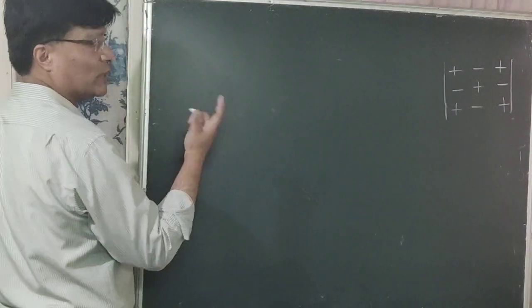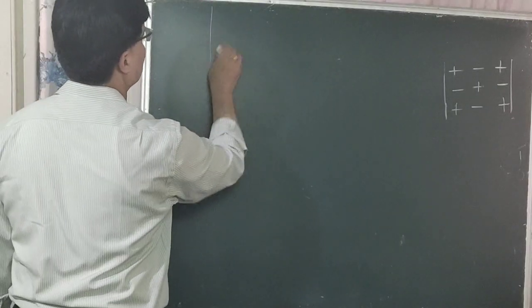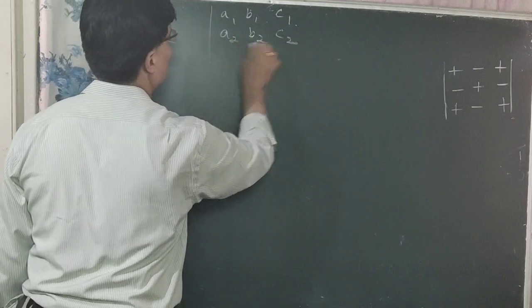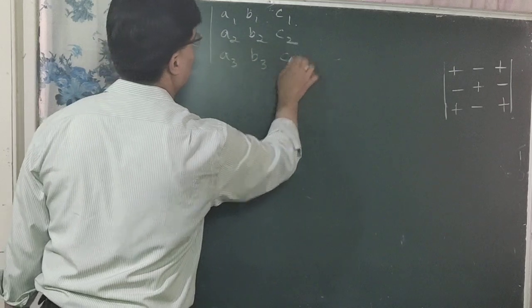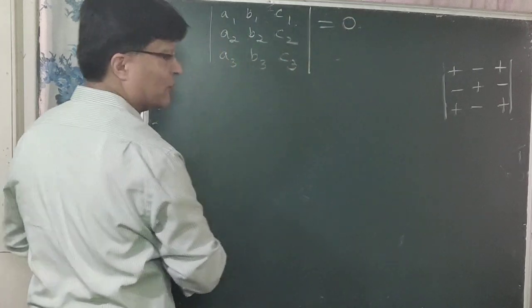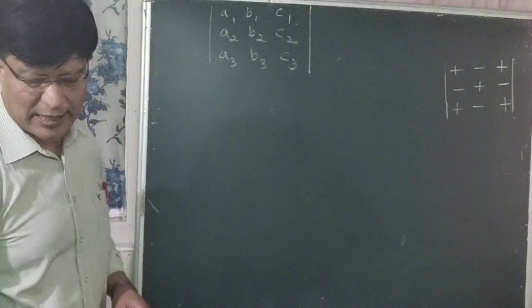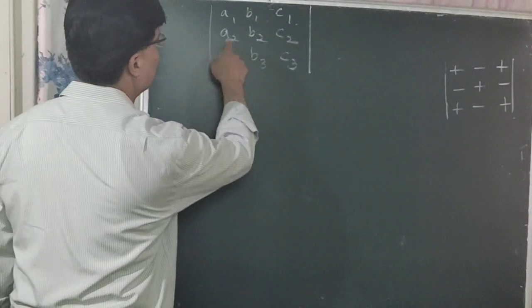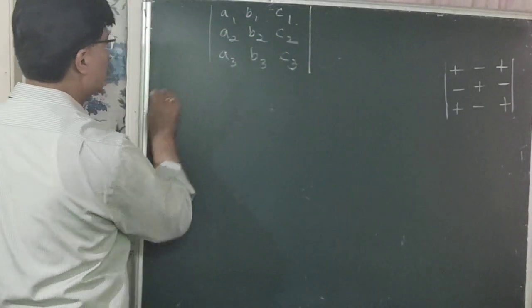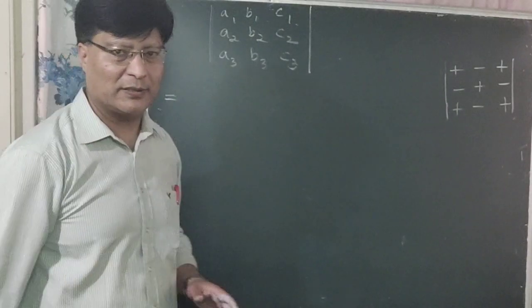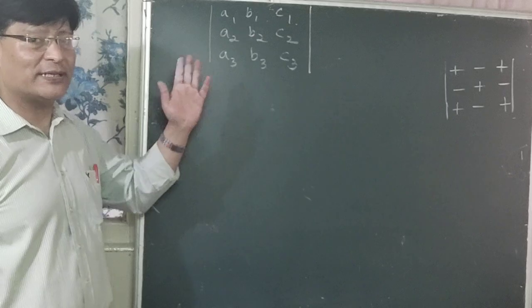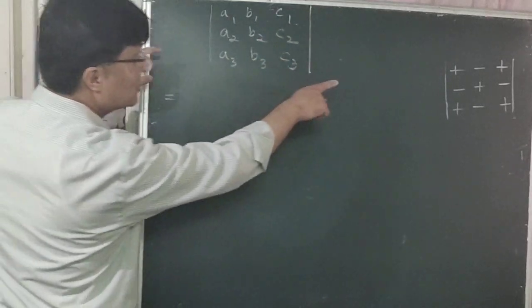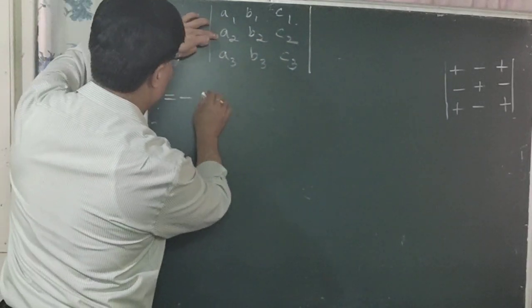Let us do the expansion with respect to the second row. Suppose the determinant is A1 B1 C1, A2 B2 C2, A3 B3 C3. Let us expand it with respect to the second row. With respect to the second row means A2, B2, C2, right? This is an expression, not an equation. Second row is sign minus, like minus A2.